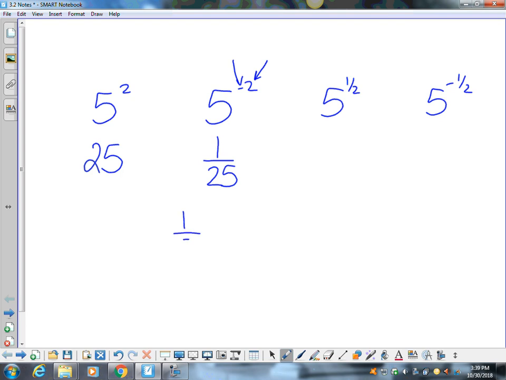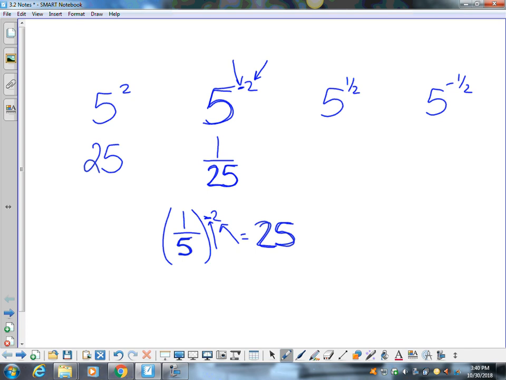If I had 1/5 to the negative 2, again, square me, move me. So that would be a 25 on top because the 5 was on the bottom to start with. This 5 is on the top, so the 25 ends up on the bottom. This 5 is on the bottom, so the 25 ends up on the top. So that negative power just moves it. That's it. It does not make it negative.